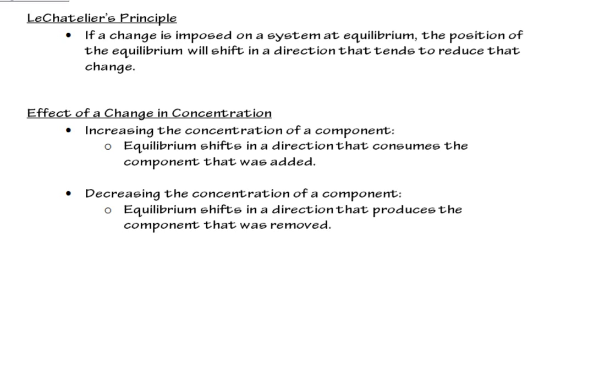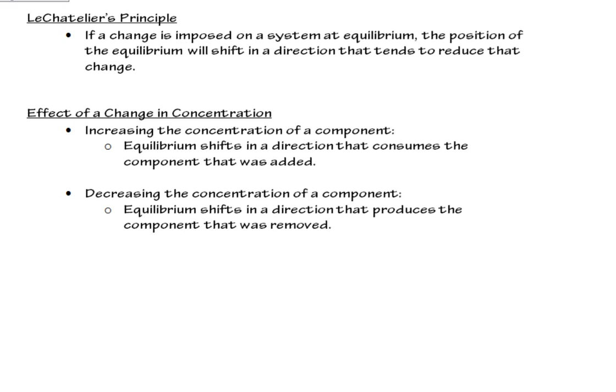So if I do something to alter the conditions and I send this system out of equilibrium, it's not happy, as if it has feelings, but it's not stable. These systems want to be in equilibrium. So we're going to make a little shift. We're either going to shift forward or reverse, and we're going to try to bring conditions back to equilibrium. We're going to try to reduce the change that we imposed on the system. One of the most common options is this first one. If we change the concentration of something, what if we increase the concentration of a component?